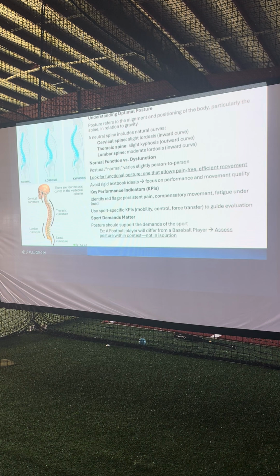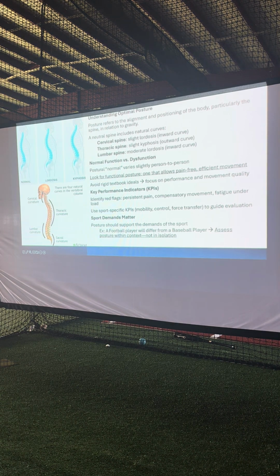We're looking for functional posture, one that allows pain-free range of motion. Especially in our context, we're avoiding textbook definitions, because optimal in a baseball population is going to look very different than optimal in, let's say, a football player population, right? So we're identifying our KPIs, we're identifying red flags, persistent pain, compensatory movement patterns, things like that, but ultimately we're letting our KPIs guide us.